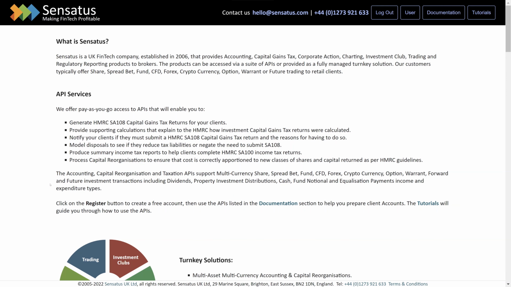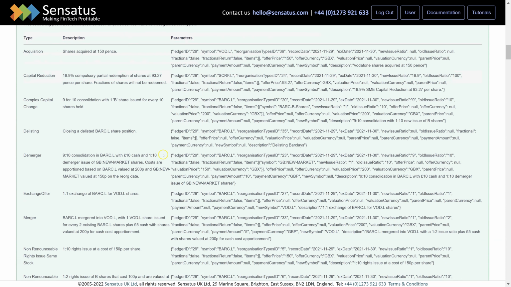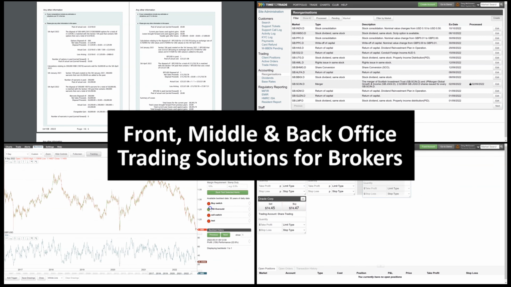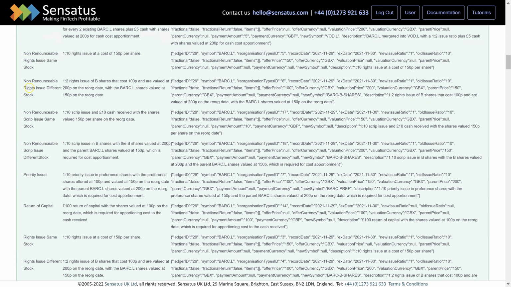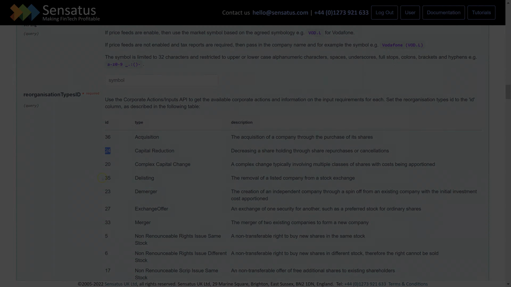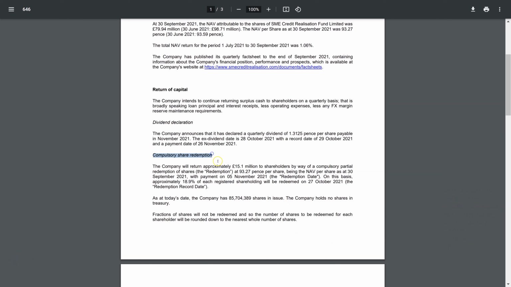This tutorial provides an example of how to use the Sensatus Capital Reorganisation APIs to process a capital reduction. A capital reduction involves the repurchase and cancellation of shares. In this example, SME Credit Realisation Fund is implementing a compulsory partial redemption of shares at 93.27 per share.